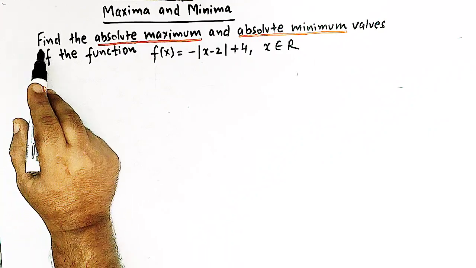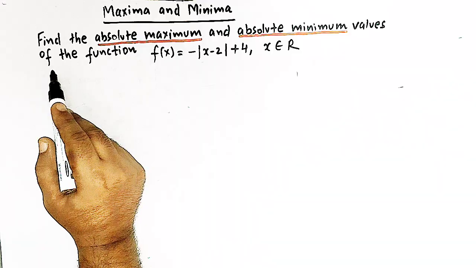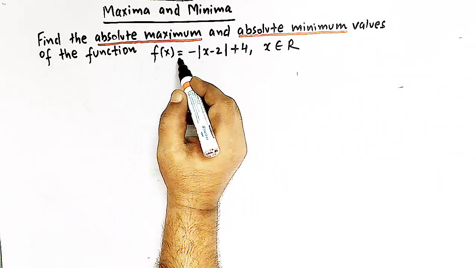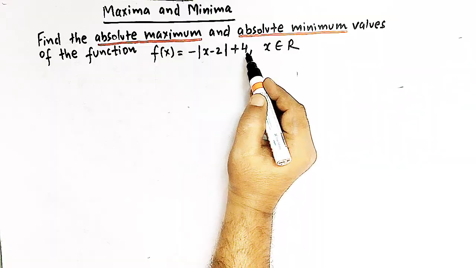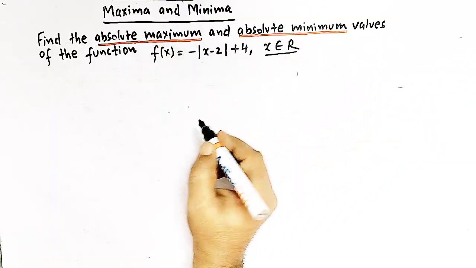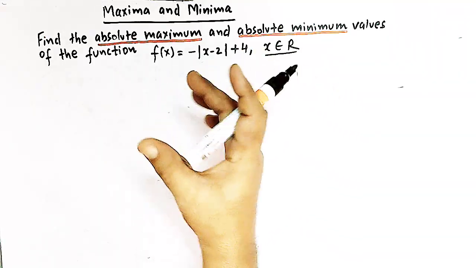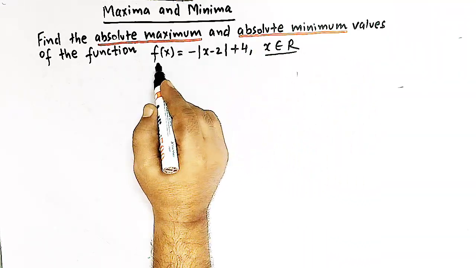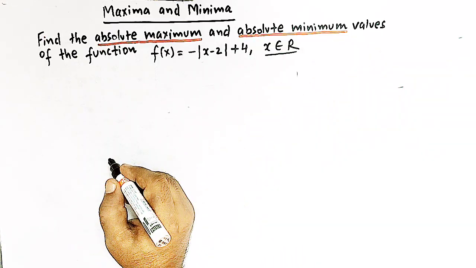Let us solve this problem where we have to find the absolute maximum and absolute minimum values of the function f of x equal to negative of mod of x minus 2 plus 4, where x belongs to the set of real numbers. So from this function we can easily see that the domain of this function is the set of real numbers, right?